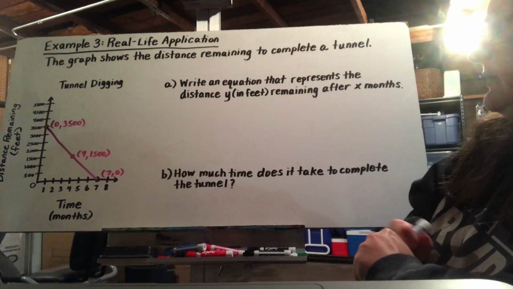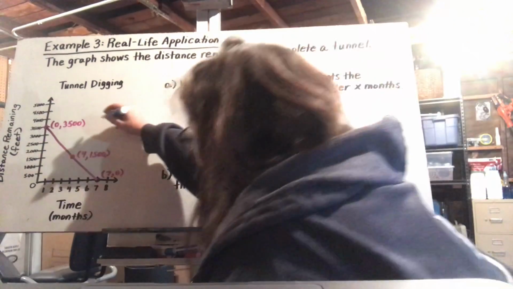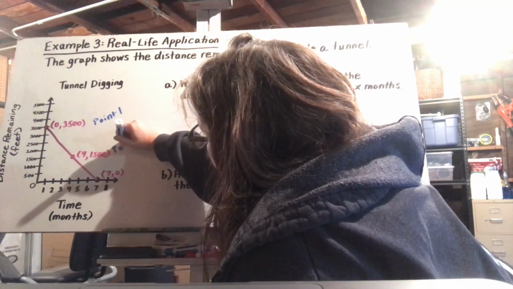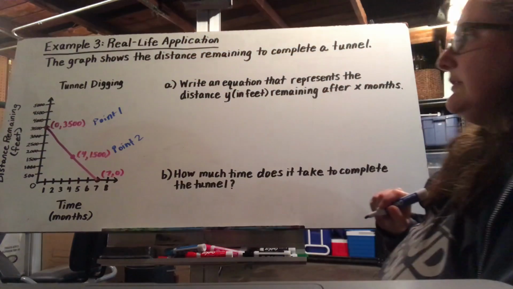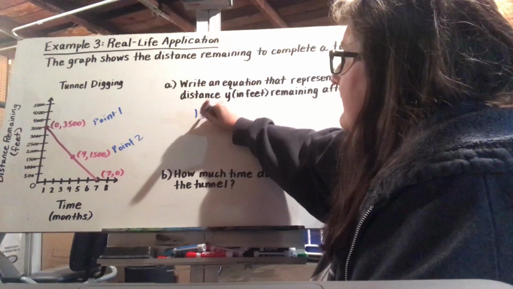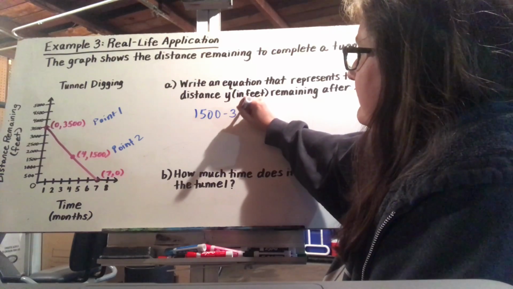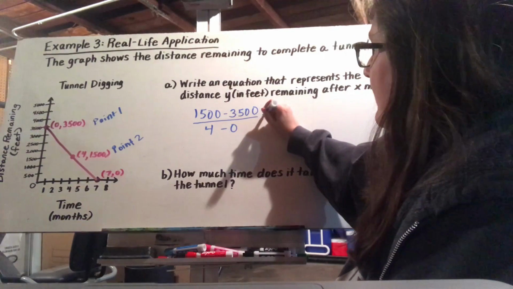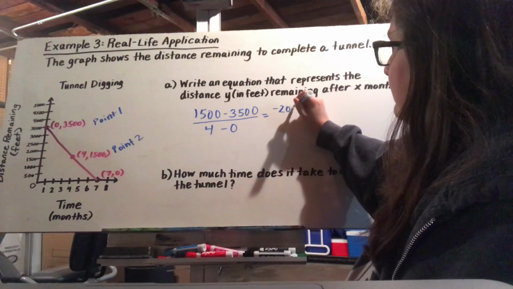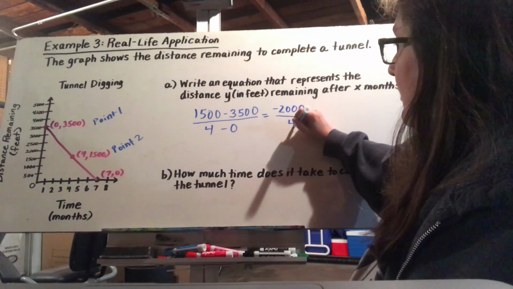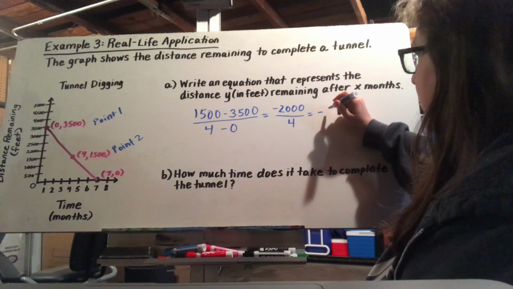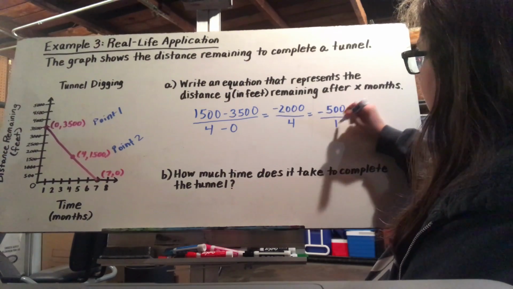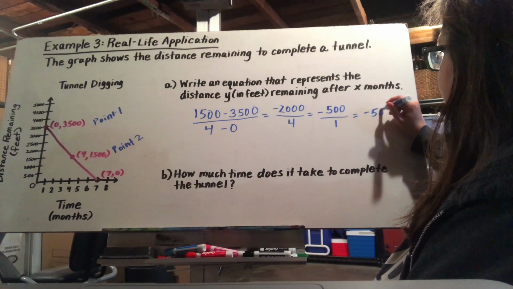So the first thing I'm going to do is find the slope. So I'm going to decide I'm going to have a point 1 and a point 2. So to find the slope, I'm doing 1,500 minus 3,500 and 4 minus 0. So this gives me negative 2,000 over 4. This can definitely be simplified. So I'm going to divide both of these by 4. And I get negative 500 over 1. So this is just negative 500.